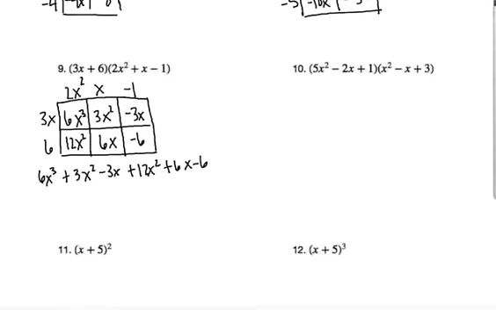Okay, so when we do our like terms for this problem, we have 3x squared and 12x squared. Then we have negative 3x and positive 6x. So our final answer is going to be 6x cubed plus 15x squared plus 3x minus 6.